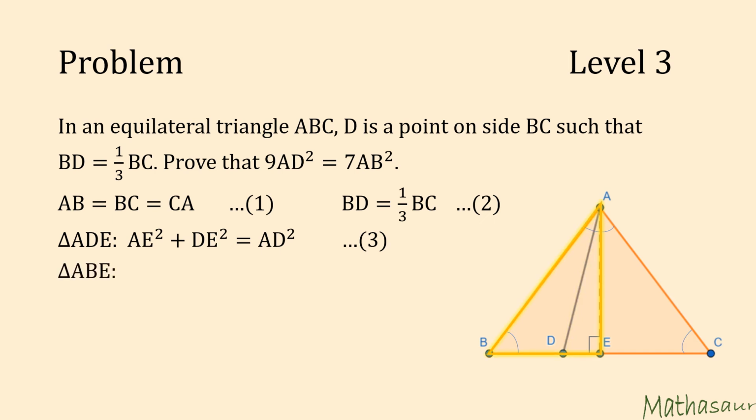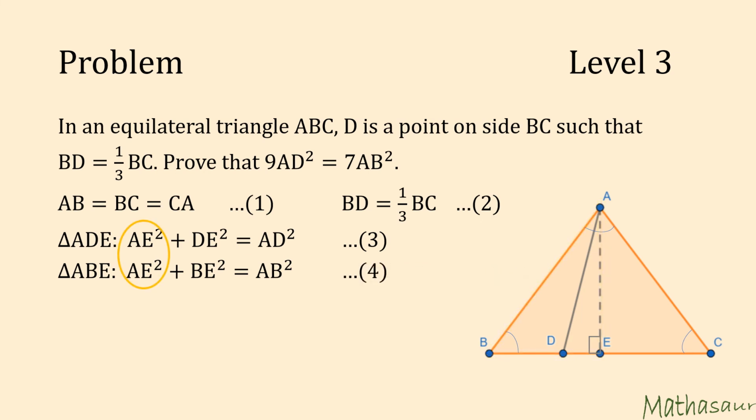The other right triangle is triangle ABE. Let us apply the Pythagoras theorem once again and we see that AE square plus BE square is equal to AB square. Let us call this statement 4.